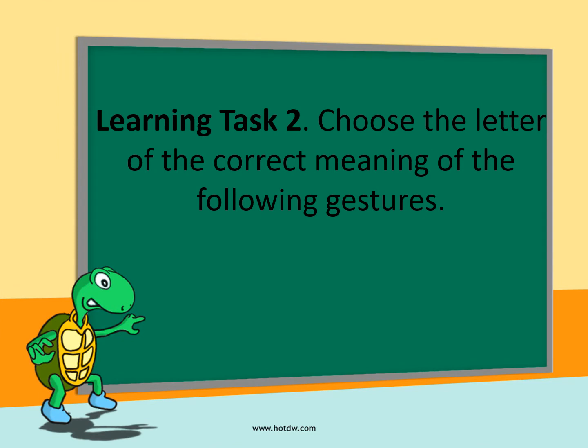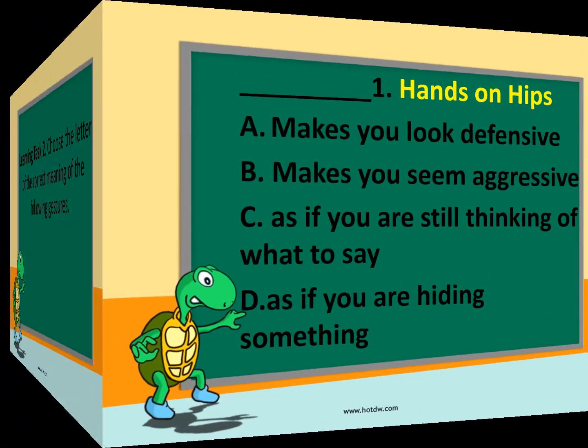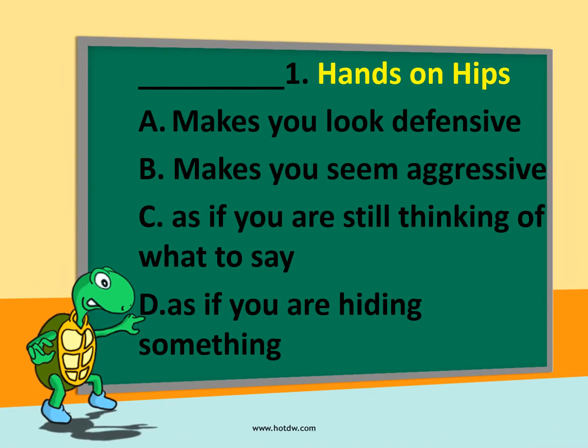I hope you get all the correct answers from our previous task. Now, let's move on to learning task number 2. Choose the letter of the correct meaning of the following gestures. Number 1. Hands on hips. A. Makes you look defensive. B. Makes you seem aggressive. C. As if you are still thinking of what to say. And letter D. As if you are hiding something.